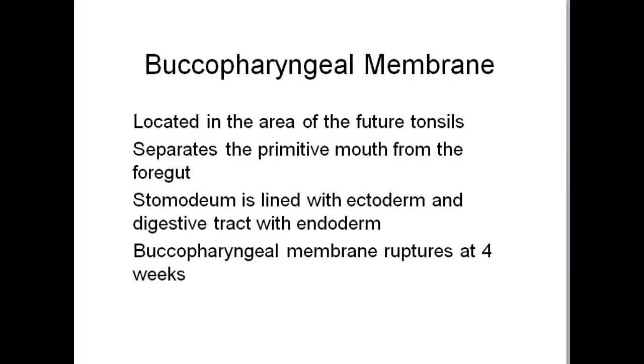The buccopharyngeal membrane is located in the area of the future tonsils. It separates the primitive mouth from the foregut. The stomodeum is lined with ectoderm, and the digestive tract is lined with endoderm. The buccopharyngeal membrane will rupture at 4 weeks.